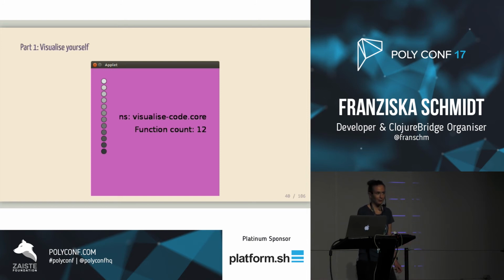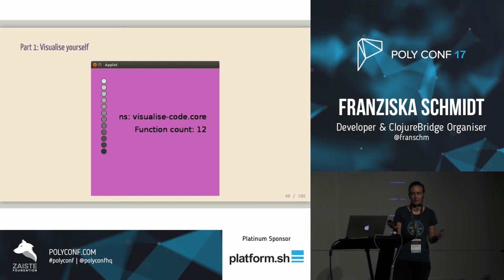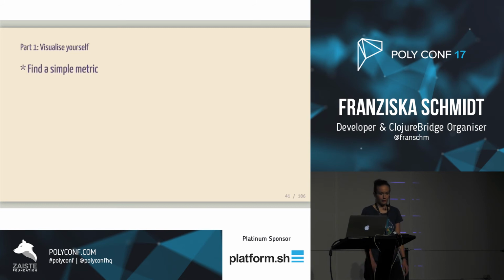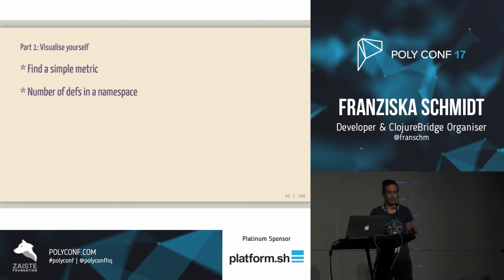We also have a purple background, and that's the visualization part. So I wanted to see, as I'm adding more functions to this namespace, as in I'm working on my program and developing more things, I want the background color to change, and I also want new circles to appear to show me how I'm making progress. So how does a program visualize itself? That's a really abstract idea. I wanted to start by finding a simple metric. So I thought, okay, the number of defs in a namespace is a nice and simple metric to start out with. And then just visualize it.